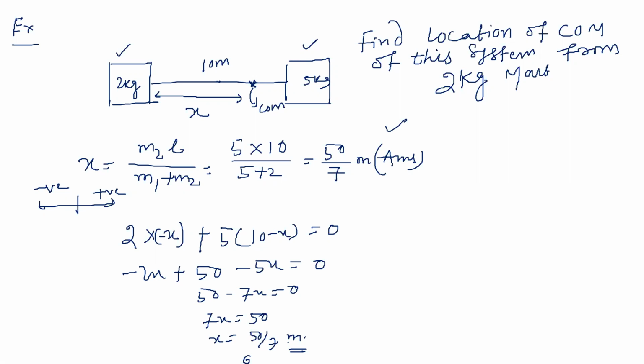If you had been asked the distance from 5 kg, then what would you have done? 10 minus 50 by 7. Correct? That is 20 by 7 from 5 kg. Understood or not?